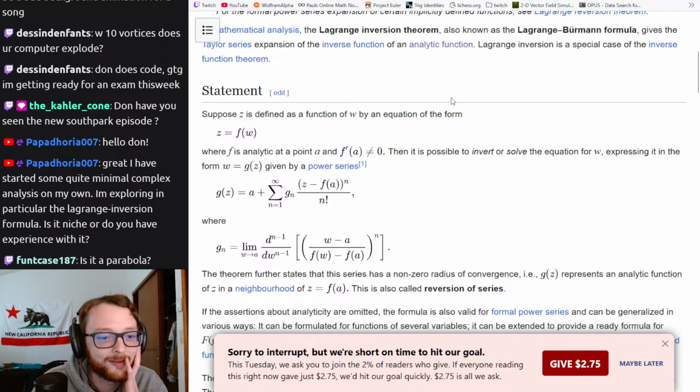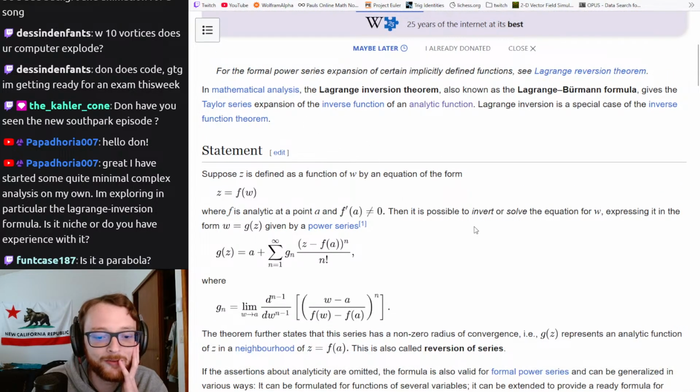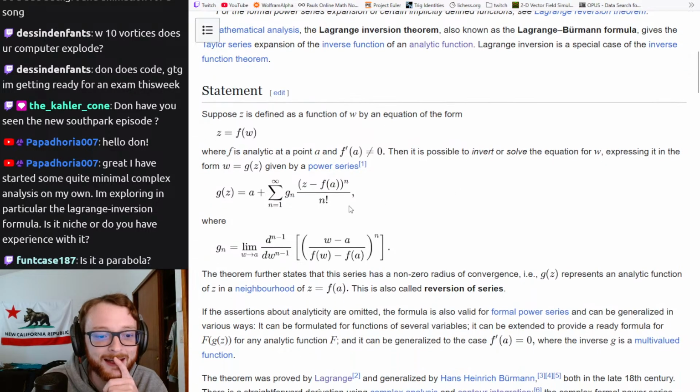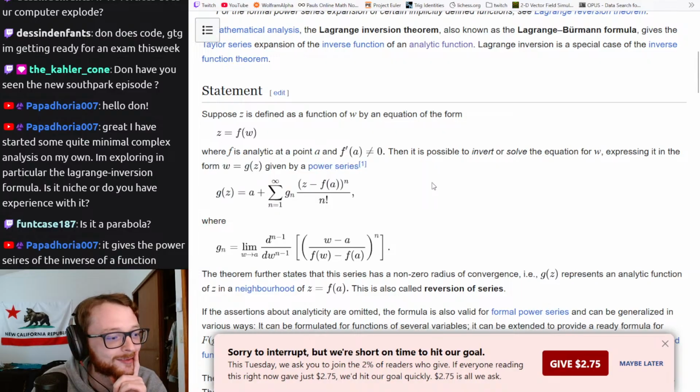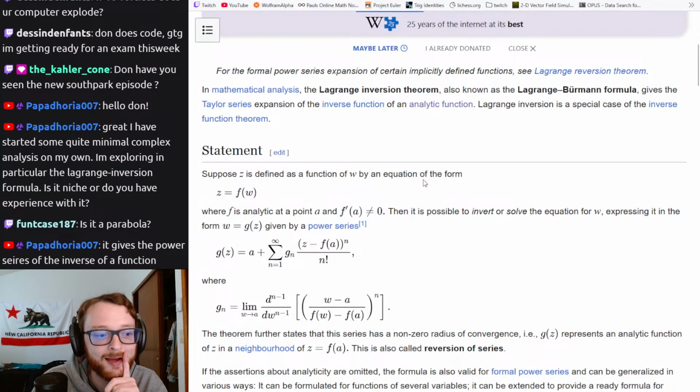Fun. Hey, is it a parabola? This isn't. No. But that is a thing in math. Actually, this kind of in a way is a parabola hidden inside of this. I hope you're doing well, Fun.